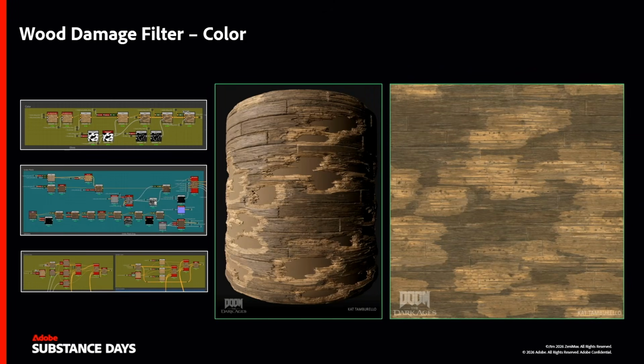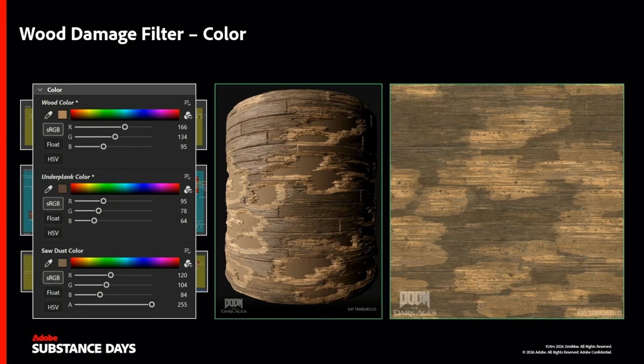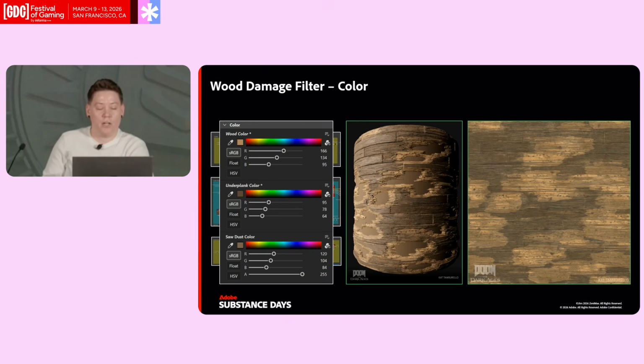So just like the wood planks, the wood damage filter also has its own built-in color nodes with various adjustable color parameters for the wood damage areas and the bottom planks and the sawdust. Okay, so that's it for the wood. I hope y'all are still hanging in there. I know that was a lot.